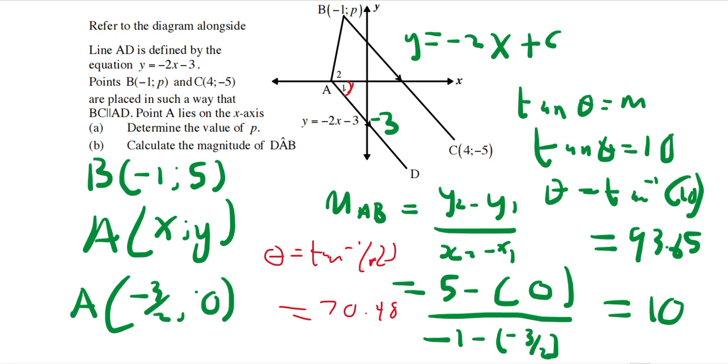This is an acute angle, guys. But remember, this line is a decreasing function, so we don't want this angle. We only want A1, which is our acute angle, 70. Therefore our angle of inclination will be A1 plus A2: 70 plus 93.65.